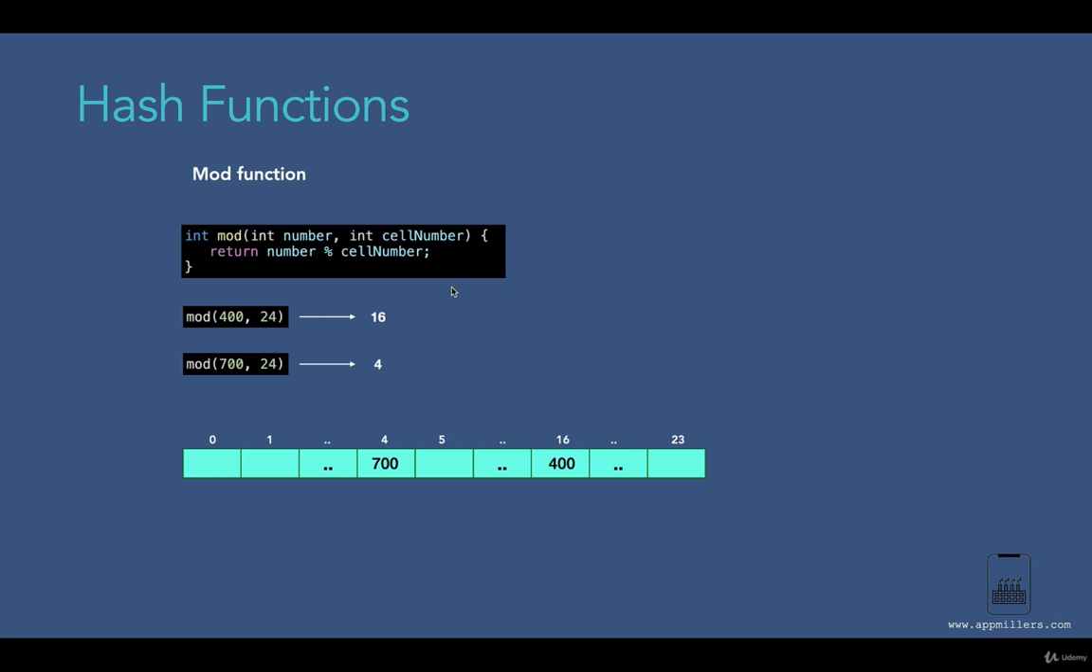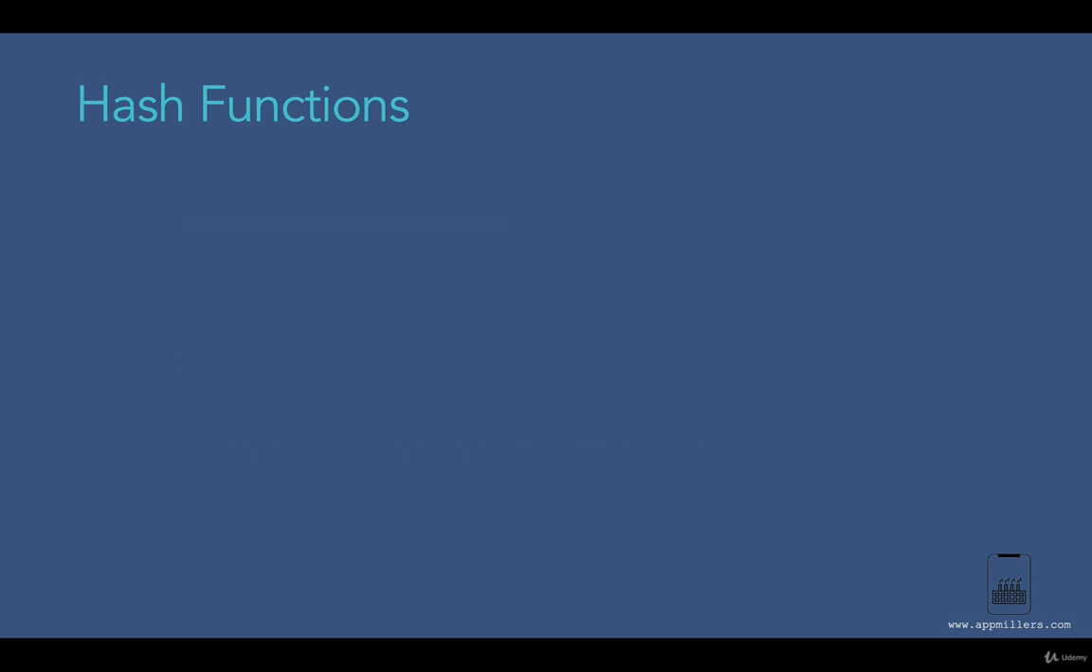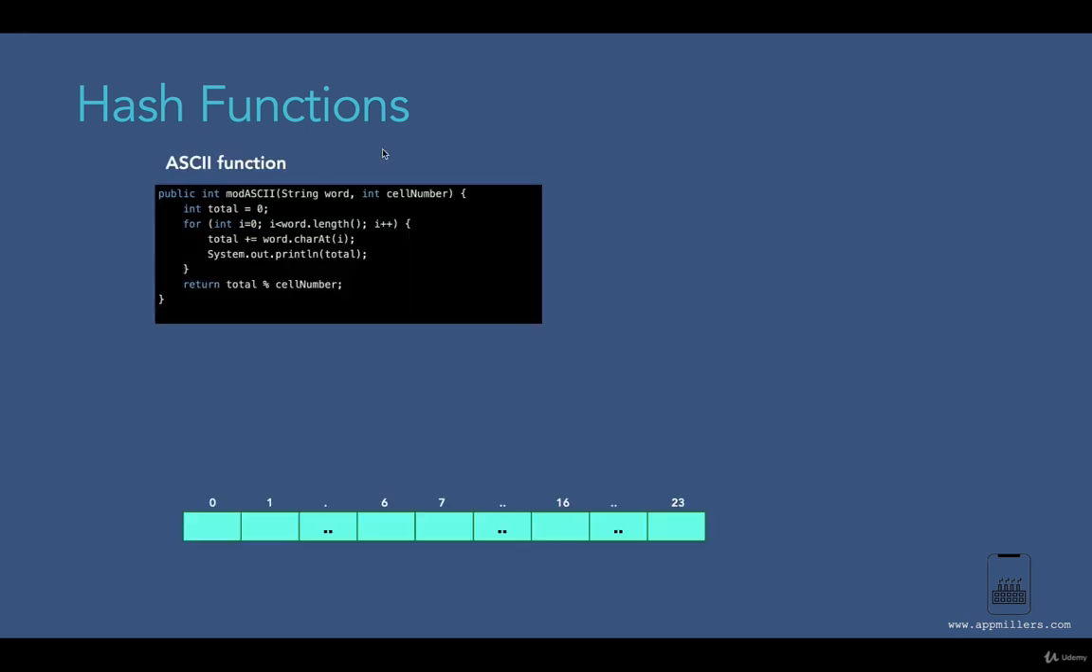Now let's look at the second case. In the second case, as I've mentioned before, the input will be a string. So how do we convert these strings to a number? In this case, our function will be like this. First we are going to find the ASCII values of the characters and sum them, and at the end we find the index by dividing it by the number of cells in the array, which in our case is 24.